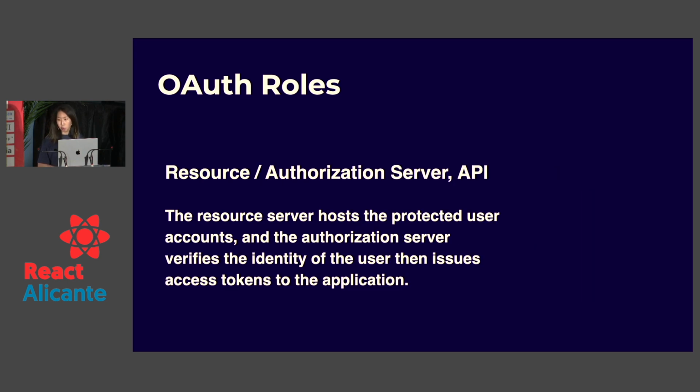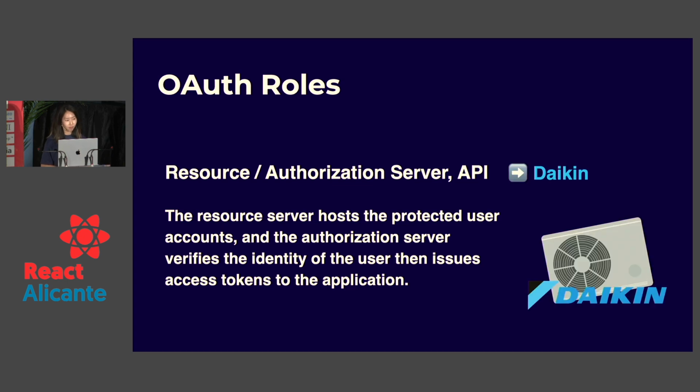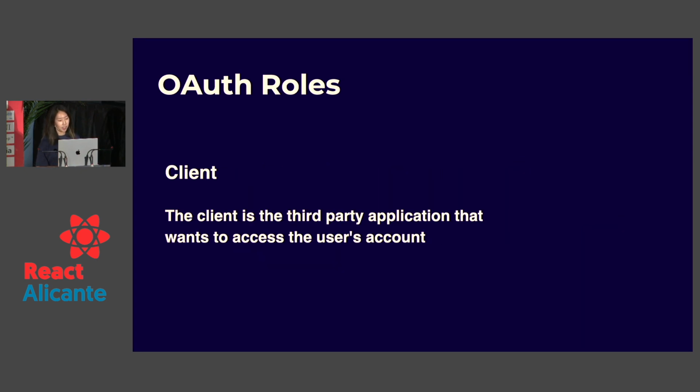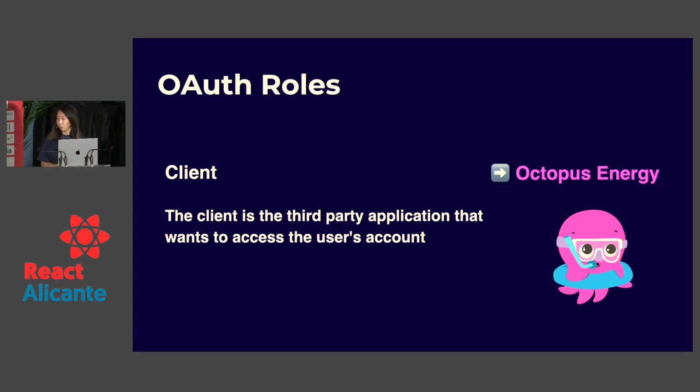The second one, resource or authorization server, API. The resource server hosts the protected user accounts, and the authorization server verifies the identity of the user, then issues access tokens to the application. And this is Daikin. It's a lot easier for you to just think, oh, that's Daikin, that's the user, rather than have to remember this whole paragraph. And the last one is client. The client is the third-party application that wants to access the user accounts. And this is Octopus Energy.